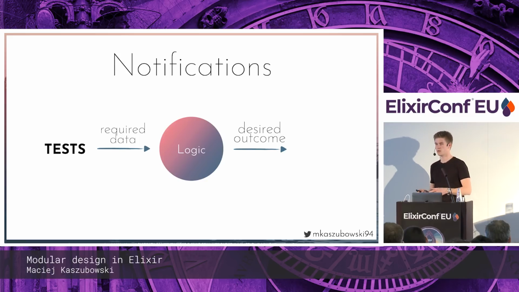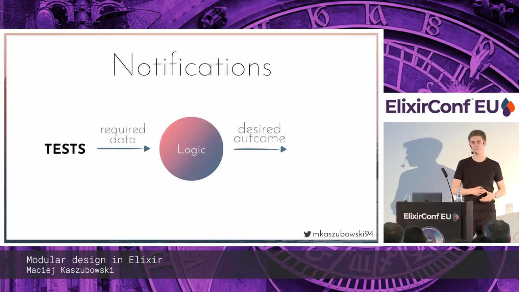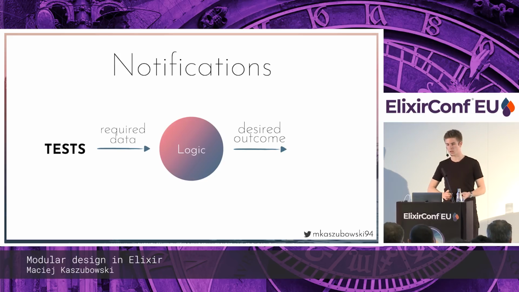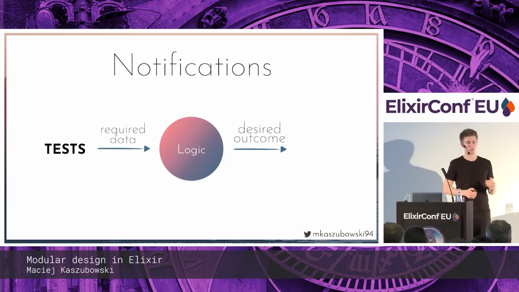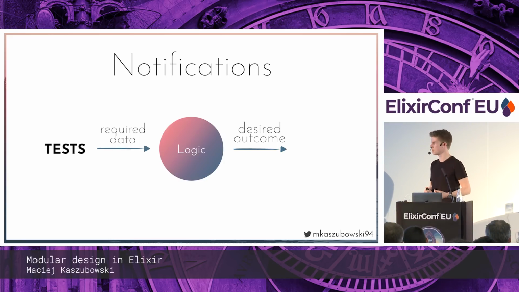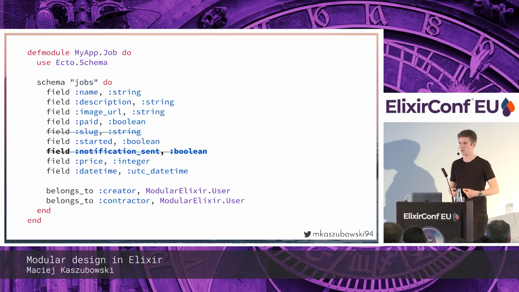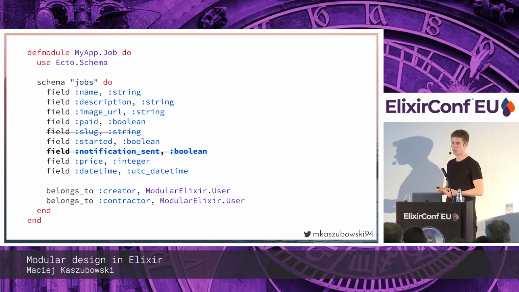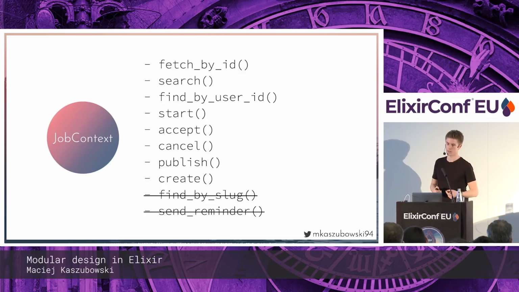So testing all of the different edge cases, if the logic becomes complex, is pretty trivial because you don't have to worry about these complicated setups. So I would say that it's another small success. We are able to remove another field from the job schema. We are able to remove another context.